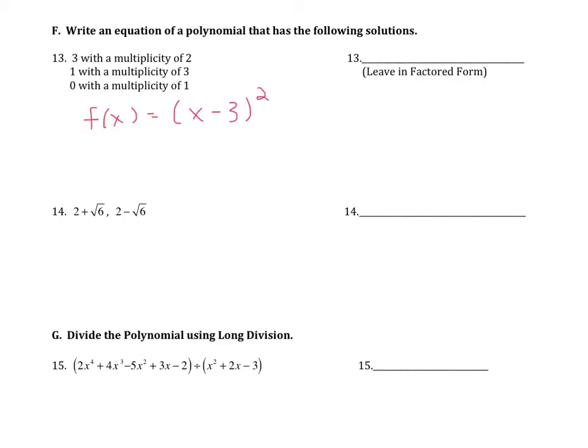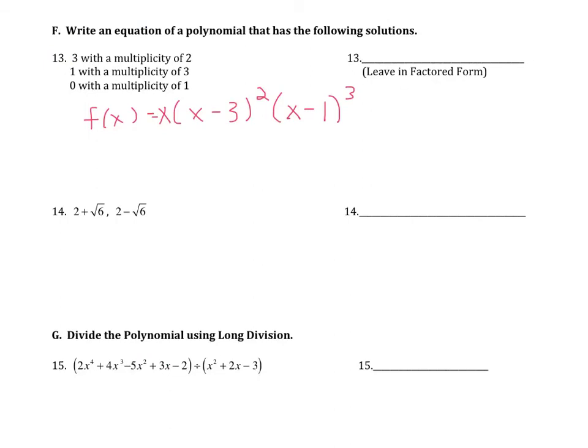Then we have a factor at 1 with a multiplicity of 3. So that will be x minus 1, and we want to cube the factor. And then we have a factor at 0 with a multiplicity of 1. So that is just an x, because x minus 0 is just x. So I'm just going to put him out in front. And since he has a multiplicity of 1, we would just give him an exponent of 1, but we don't need to. So that would be our function.